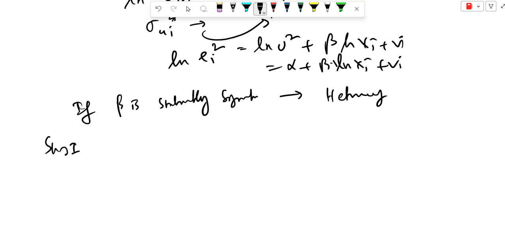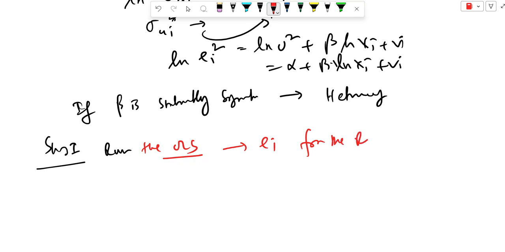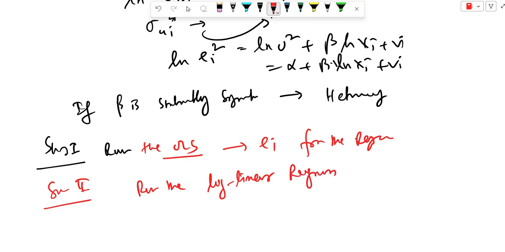So it's a two-stage process. Stage 1: run the OLS regression disregarding the heteroscedasticity and obtain the ei from this regression. And step 2 is very easy: run the log-linear regression between ei square and xi and examine whether beta is significant. That's it. So this is the one.